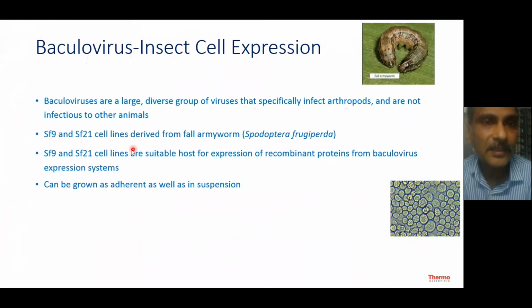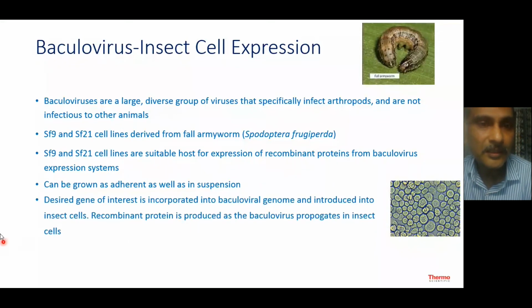These two cell lines are suitable for host expression of several recombinant proteins using baculoviruses, and can be grown both as adherent cells as well as in suspension. That is the beauty of this cell line, that you can grow it in monolayer and also in suspension. And this is how you produce your protein of interest. You first incorporate your gene of interest into the baculoviral genome, and this recombinant genome is then introduced into insect cells, which are the host of these baculoviruses. So recombinant protein is produced when the baculovirus propagates in the insect cell. That is how you produce your protein of interest.